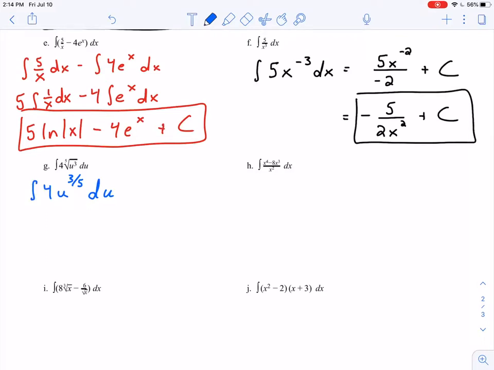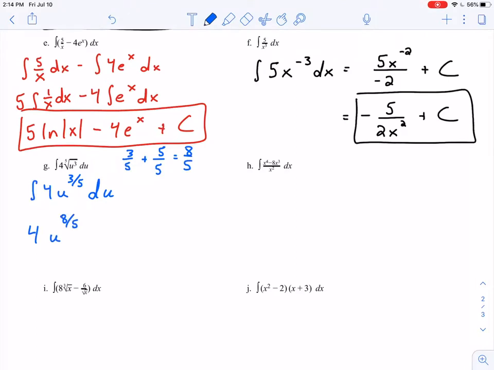So I'm going to do that in my next step here. I should have 4. So let's add 1 to the power. This will be u. So I'm really adding 1. I want to take 3/5 plus 1. But 1, I might need a common denominator. That's the same as 5 over 5. So this will be 8 over 5 is my new power. So 4u to the 8 over 5 power.